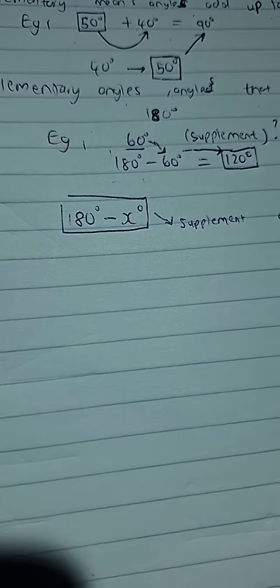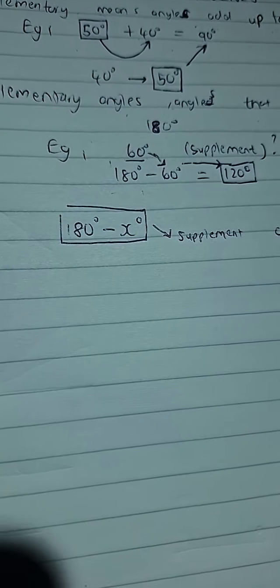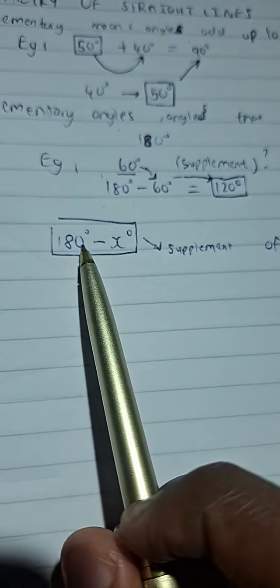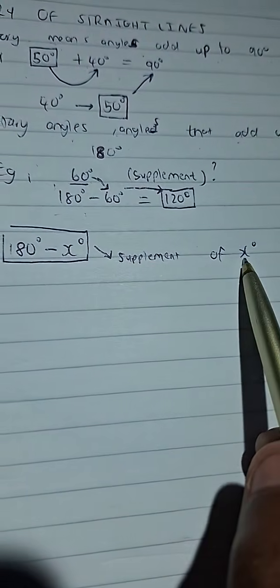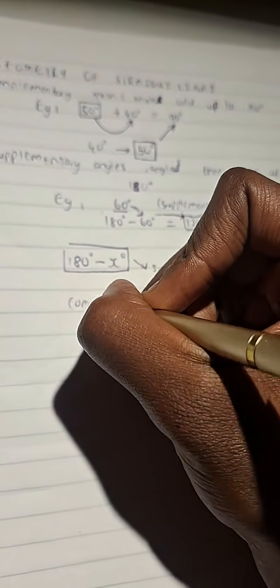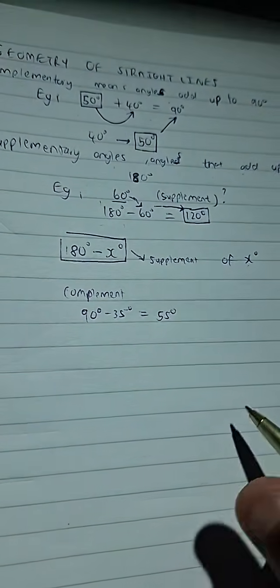And so the person who was on the money with that answer was Tasha. Tasha said it, and Cheesecake was the very first person to say it from the get-go. They saw the answer because the answer is 180 minus x. So the supplement of x degrees is simply 180 minus x, just like the complement of 35 degrees: we said 90 degrees minus 35, and we got 55 degrees.